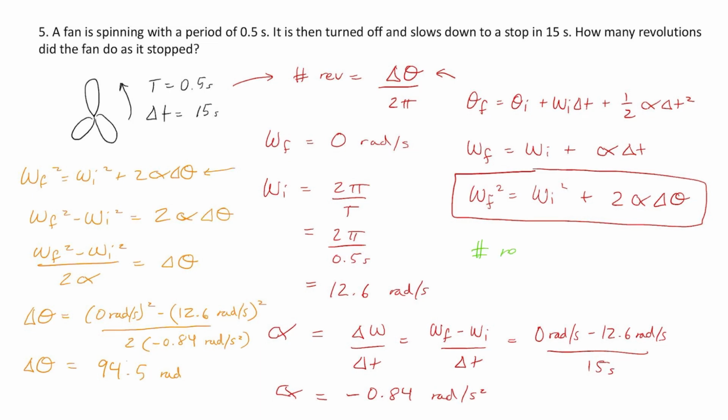And now we can use our number of revolutions equation to solve. So all we have to do is plug in our change in angular position, and we find that the fan did about 15 revolutions before it came to a stop. And that's the answer to our final question in this quiz.